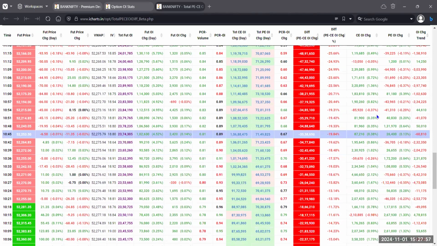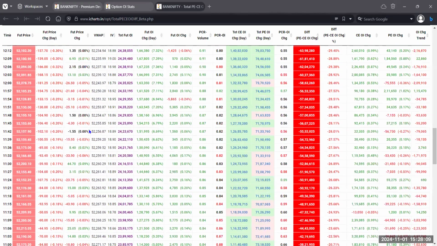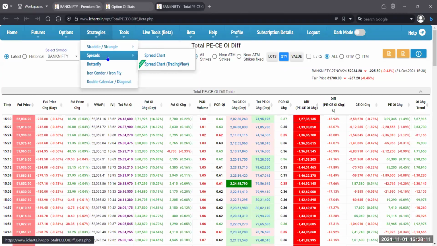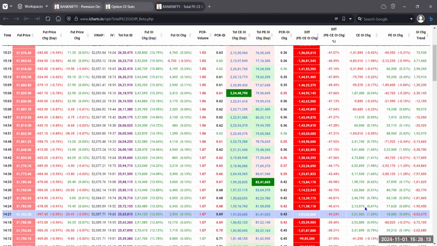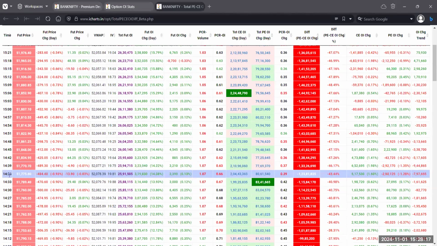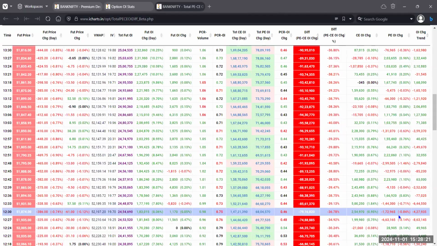So you can monitor these CE OI change and PE OI change, and these are the time interval based OI changes. So whatever time interval that you have selected here, 3 minutes, these unwindings and buildups are for those 3 minutes between this and this. Between these 3 minutes, what has happened? This is telling you that.